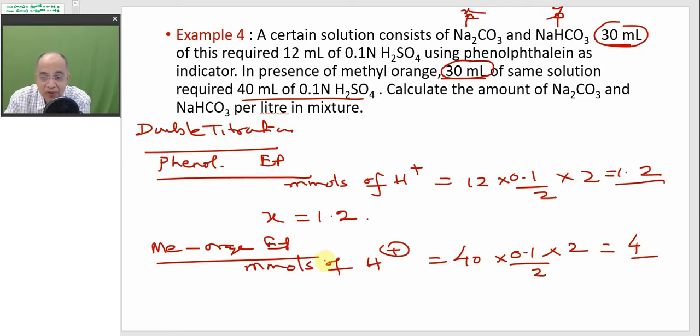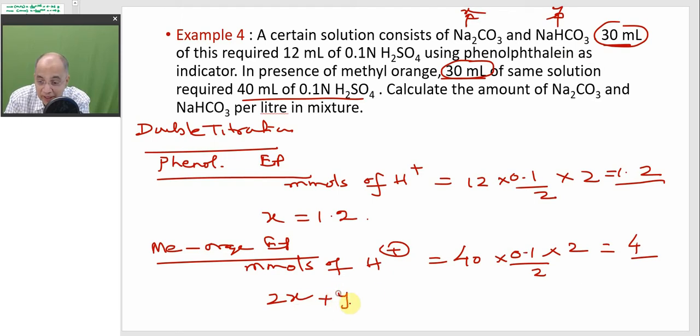And what is 4? Tell me. Pause and tell me. What is 4? 4 is the number of millimoles of H plus ion required in the separate methyl orange endpoint. Right? So that is 2X. X for the first half, X for the second half, 2X from the sodium carbonate side. And from sodium bicarbonate side, now it is the only time where it will be undergoing change.